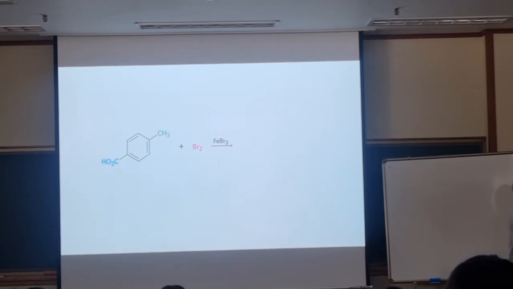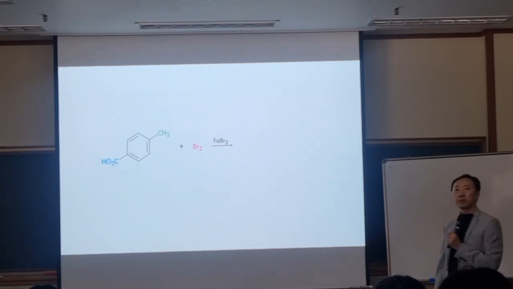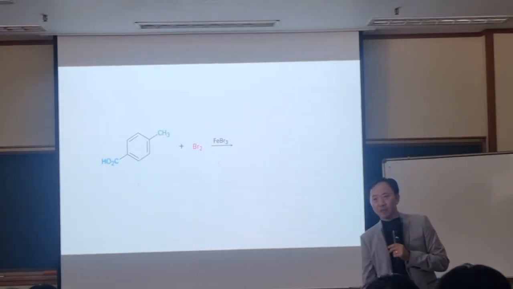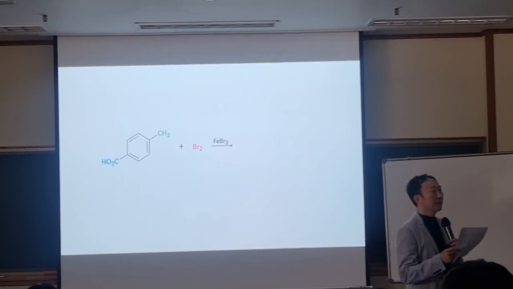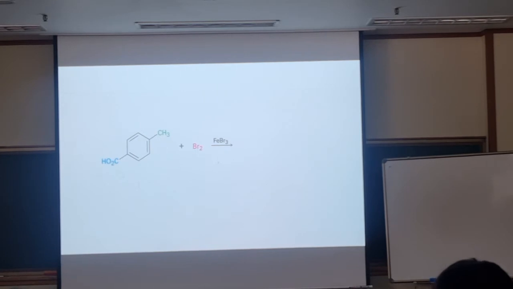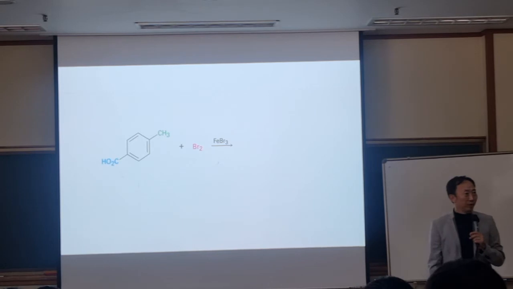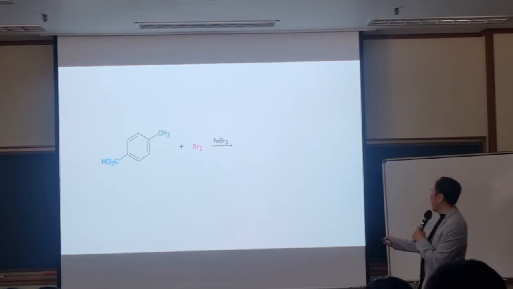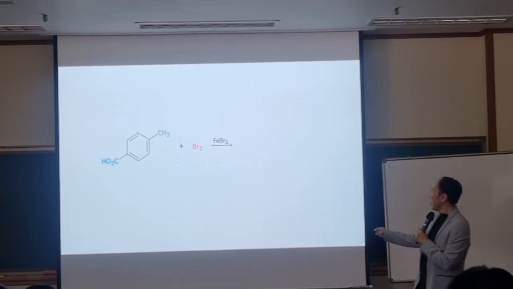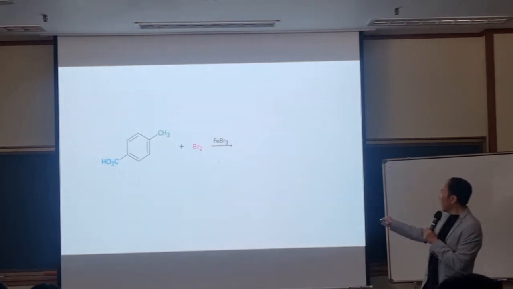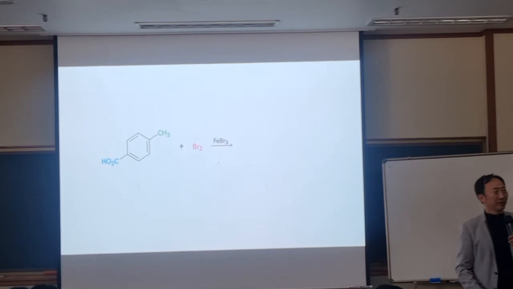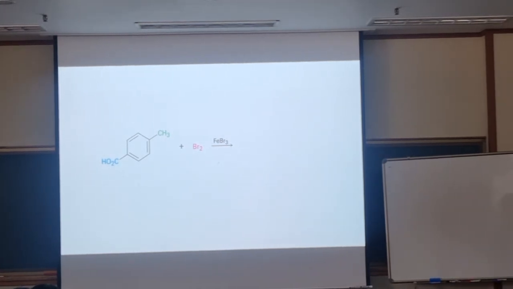How about this? Using this, what do you think? Which position, or how many products do you expect? Also two, CH3 or carboxylate? Okay, based on this, this is also directing, and this is electron withdrawing, that's a meta position. Then here or here, right? One or two? One more, two more? Two? Why?